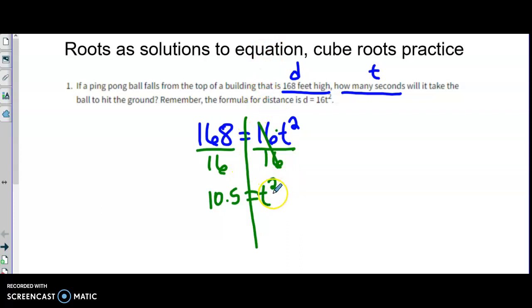Now I'm still trying to get the t by itself. I'm not done yet. I haven't solved for time yet. So I have to get rid of the square. And remember, the opposite of squaring is square rooting. So I'm going to square root both sides because the square and the square root will cancel, leaving me with just t. And then I'm going to find in the calculator the square root of 10.5. And that is approximately, I'll write down a bunch of the decimal, but then we're going to round it.